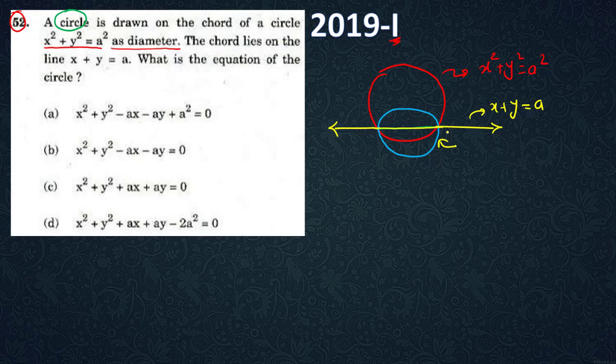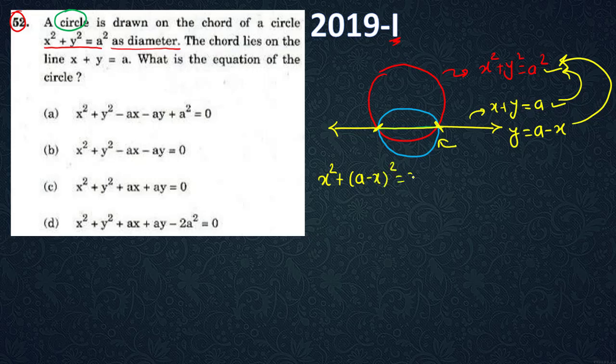Okay, see here, if you consider this line and this circle, you can see these are the two intersection points. And how do you find the intersection points? Just substitute one equation in another equation. So from x plus y equals to a, you take the value of y, which is equal to a minus x, and substitute in the circle equation. So let's check. x square plus y, which is a minus x whole square, equals to a square.